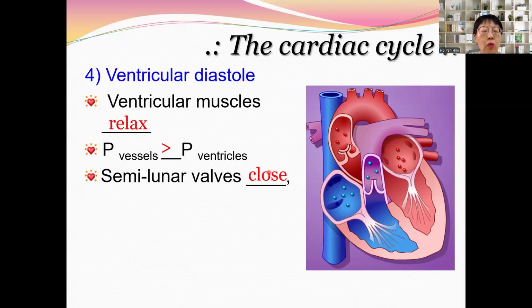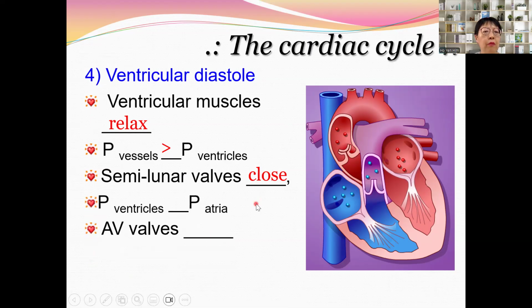So when it closes, got sound or not? Got. The semilunar valve flaps touch each other and you get the dub sound. Your second heart sound. Dub. So therefore, lub dub, lub dub, lub dub. Okay? So you get the dub sound.